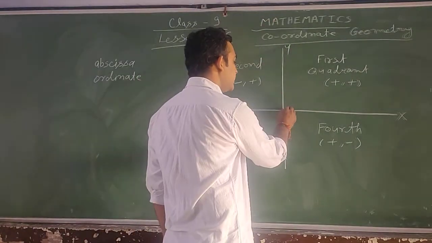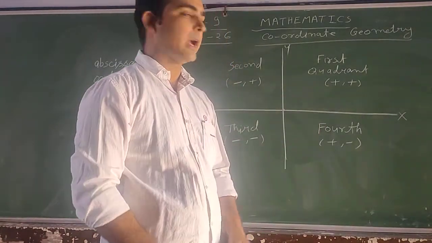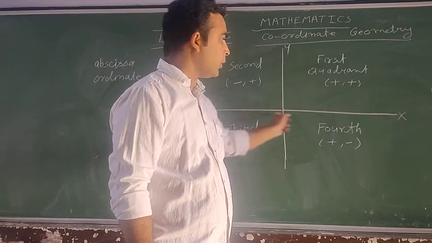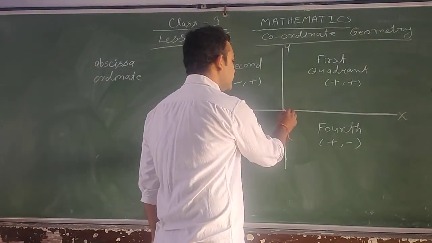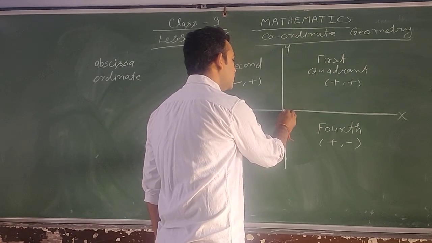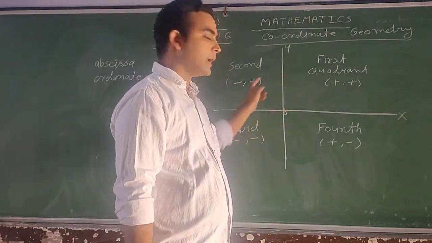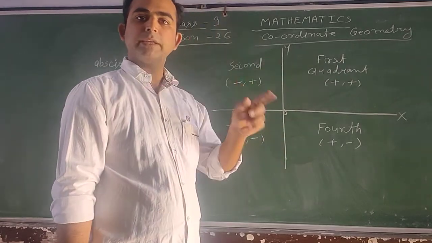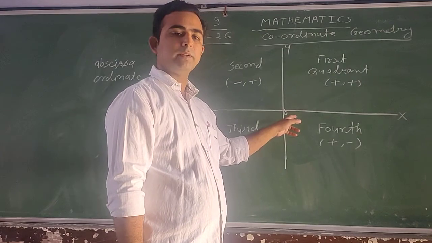Suppose, the intersection point of x and y is called the origin. This is the origin. Where the x and y axes intersect each other, this point is called the origin.